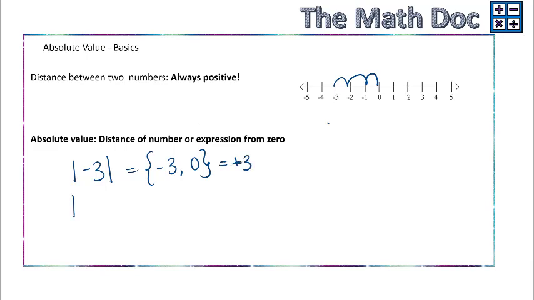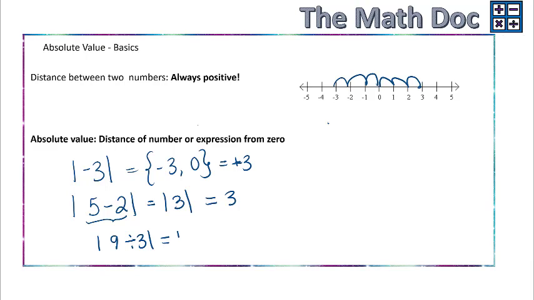Okay, what is the absolute value of 5 minus 2? Well, what we can do is we can actually solve for this. This just equals the absolute value of 5 minus 2, which is 3. So the absolute value of 3. Again, we're looking at the distance from 3 to 0. 1, 2, 3. That's equal to 3. Let's do another one. What is the absolute value of 9 divided by 3? Okay, let's solve for 9 divided by 3. That's just 3, right? So we have the absolute value of 3, and that equals, once again, positive 3.